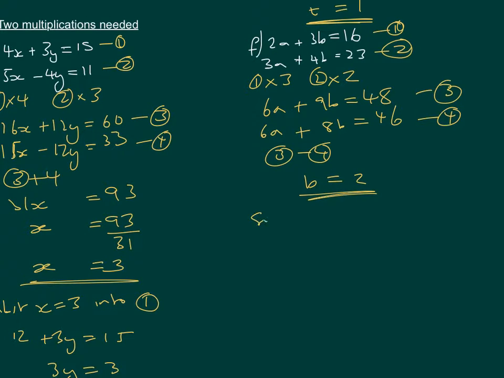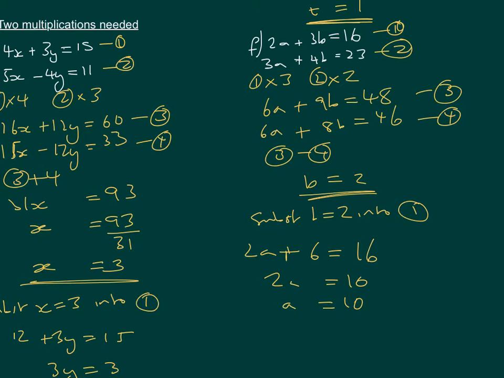Then we're going to substitute that into one of the equations. Let's do it into the first one. So 2a plus 3 times b, which is 3 times 2, is 6, equals 16. Subtract 6 from both sides, 2a equals 10. a is 10 over 2, which means that a is 5. So those are our two solutions there.